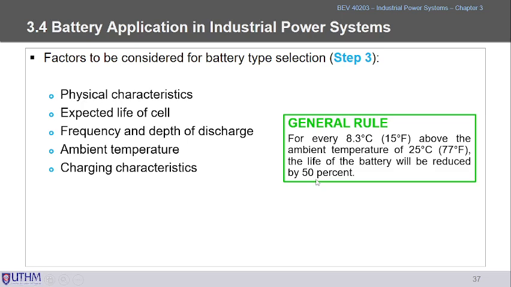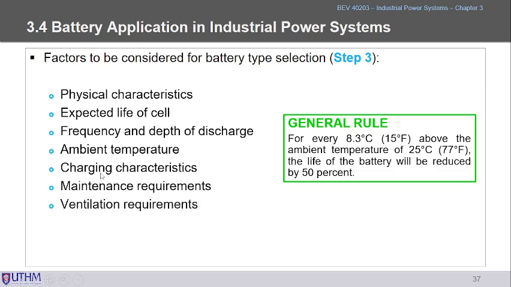And the charging characteristics. This is interrelated with the third one just now, frequency and depth of discharge. It also considers the charging circuits that we are using. And maintenance requirements. So is there any maintenance required, or if we do not have enough maintenance staff, we need to seek a maintenance-free battery. Of course it will cost you more.